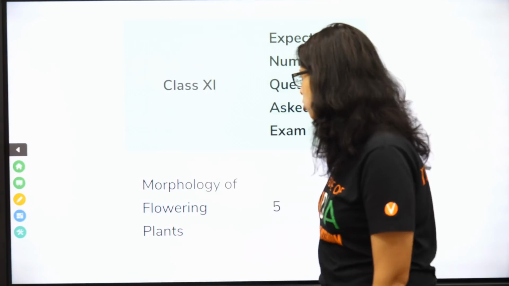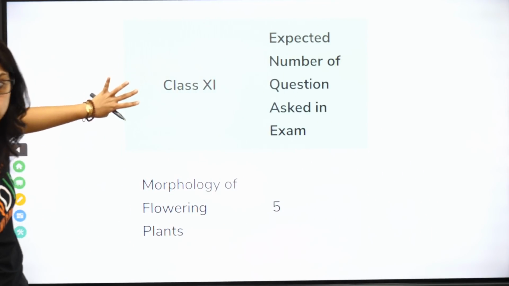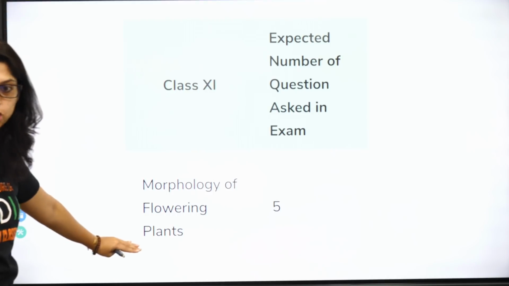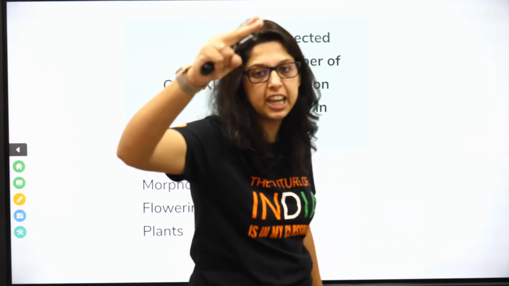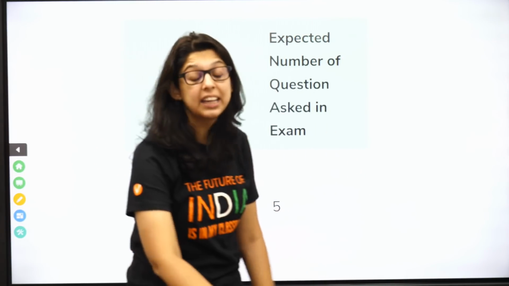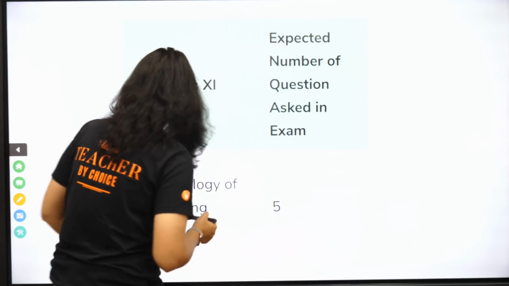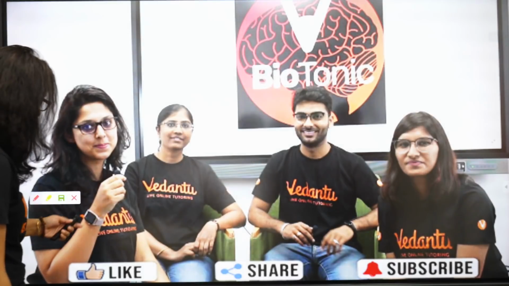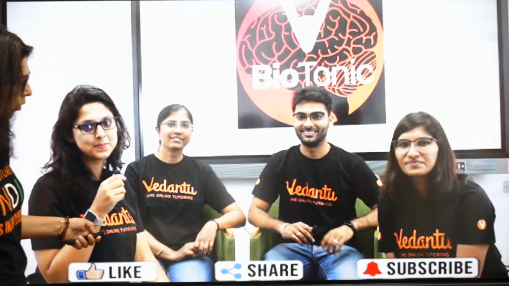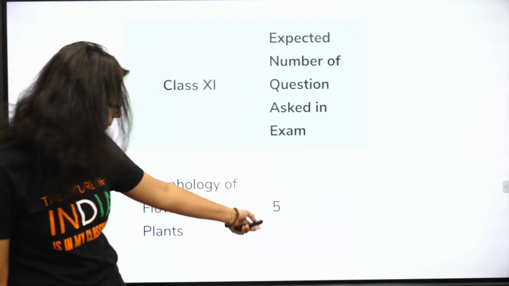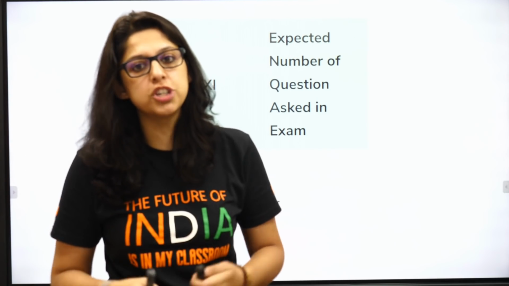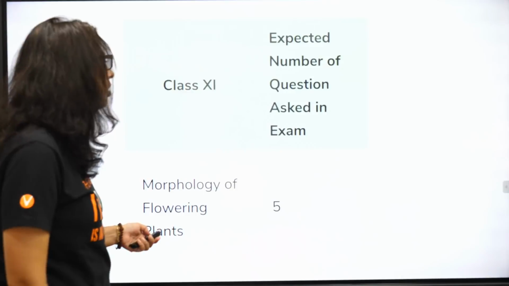As you can very clearly see, this is a very important slide: the expected number of questions asked in the exam. From Morphology of flowering plants, roots and stem, one question will come. In today's class, in the next 40 minutes, I can give you 8 marks. Morphology of flowering plants can give you 5 questions, that is equal to 20 marks. So it is very important that you pay attention in today's class. Let's start.